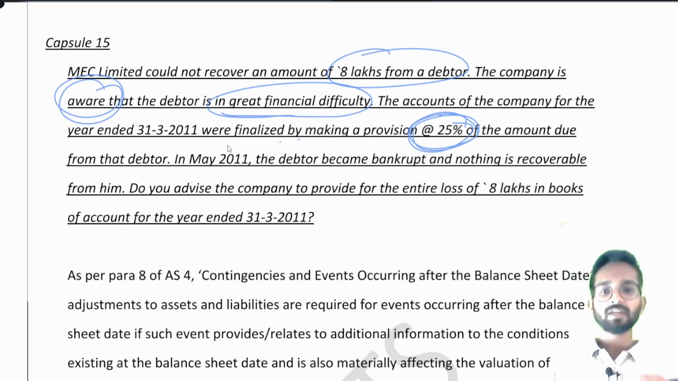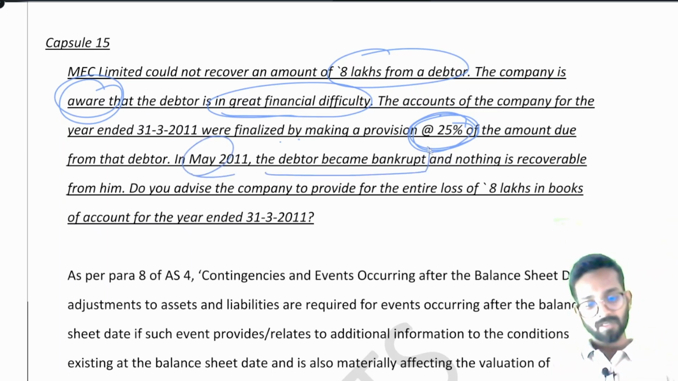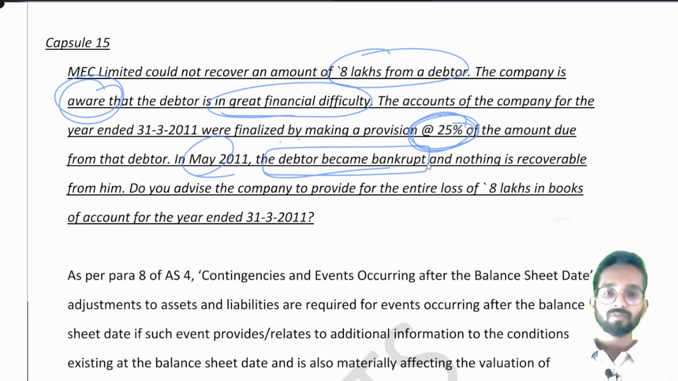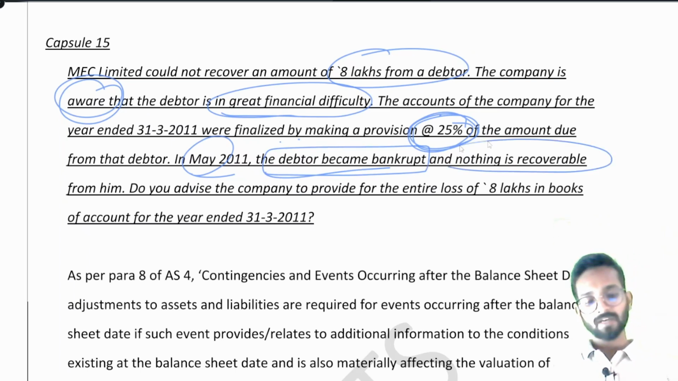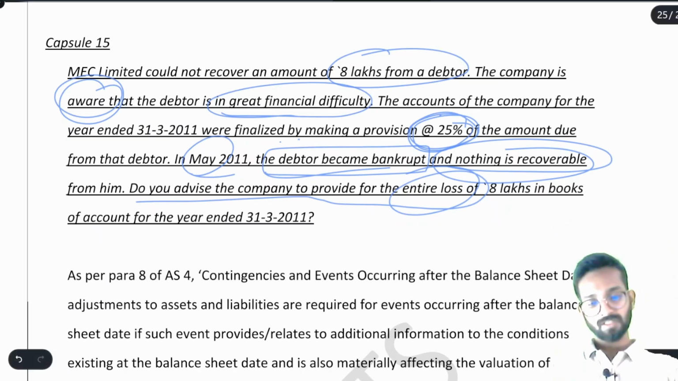They are thinking that, okay, even if he doesn't pay, 75% we will recover, 25% we might not recover. In May 2011, the debtor became bankrupt. Now, what will you do? And nothing is recoverable. Do you advise the company to provide for the entire loss? Tell me, you are the chartered accountant. Do you advise them to create a provision for the entire 8 lakhs? Definitely yes, because it is the adjusting event.